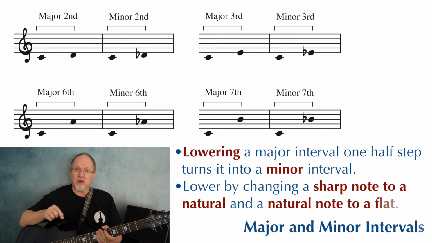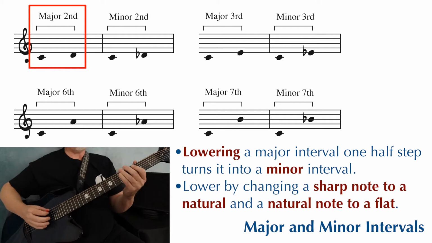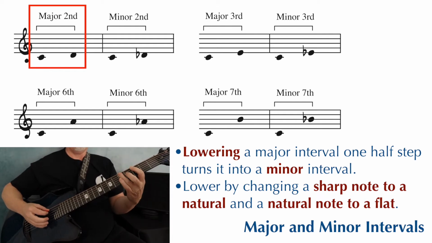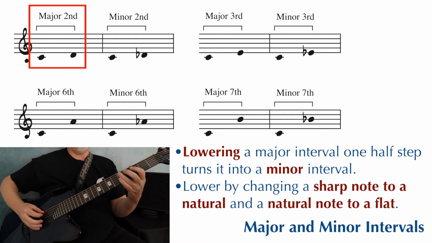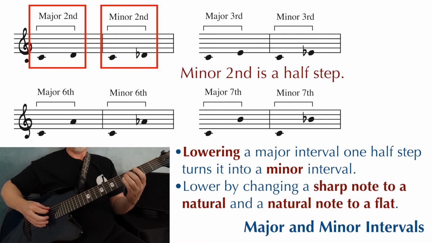When you lower a major interval by a half step, it becomes a minor interval. For example, C to D is a major second, or a whole step. C to D flat is a half step.